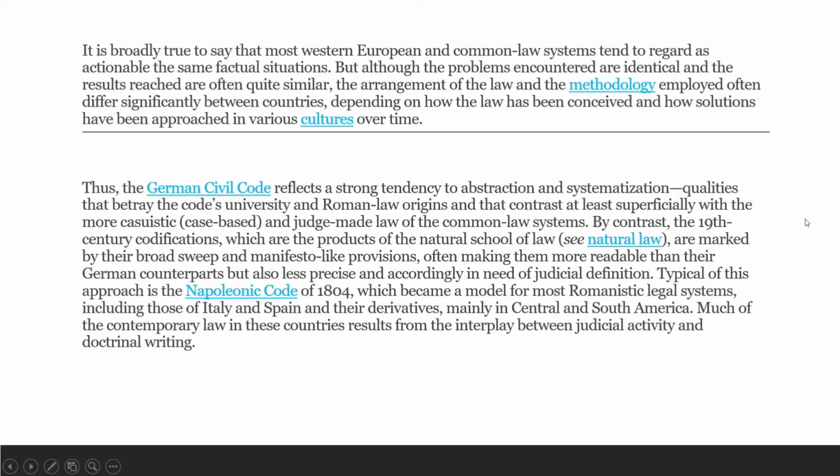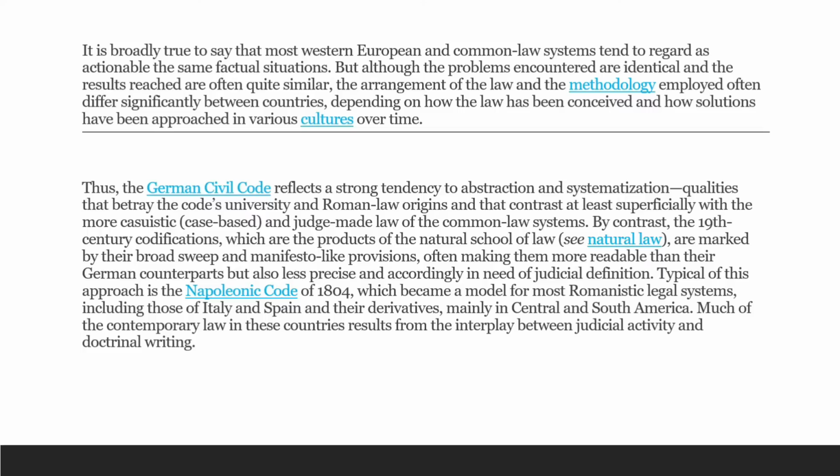It's broadly true to say that most Western European and common law systems tend to regard as actionable the same factual situations. But although the problems encountered are identical and the results reached are often quite similar, the arrangement of the law and the methodology employed often differ significantly between countries, depending on how the law has been conceived and how solutions have been approached in various cultures over time.